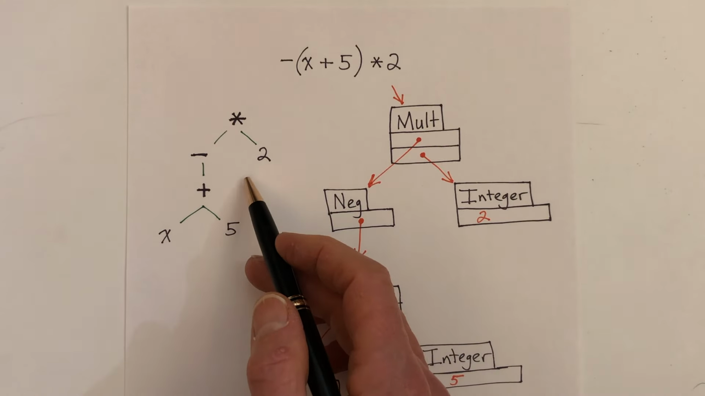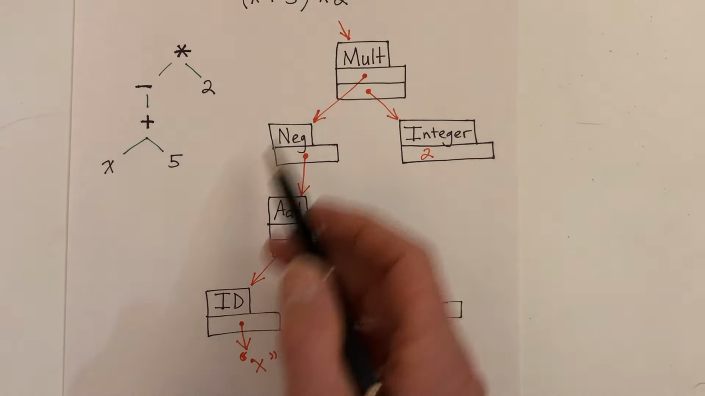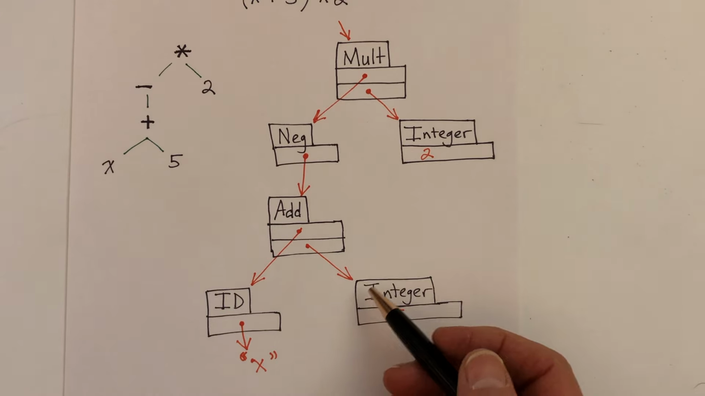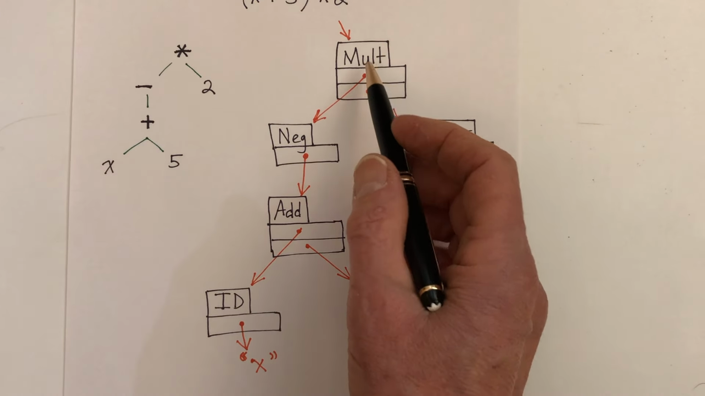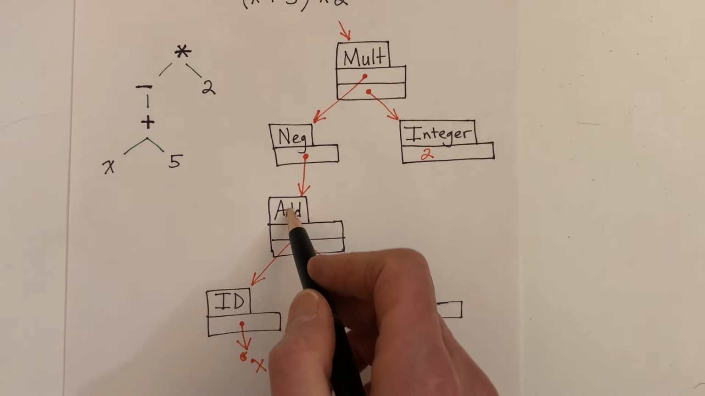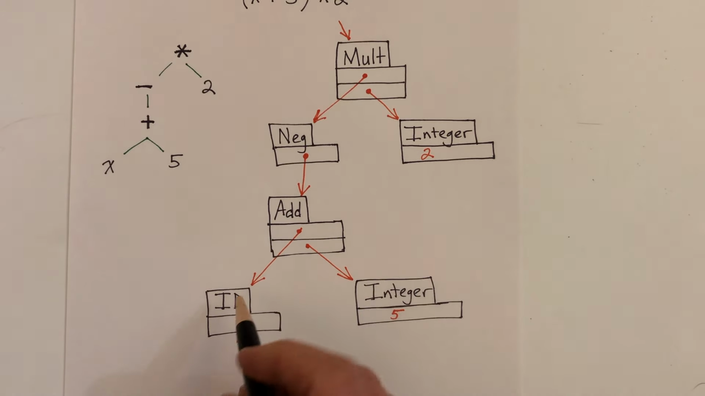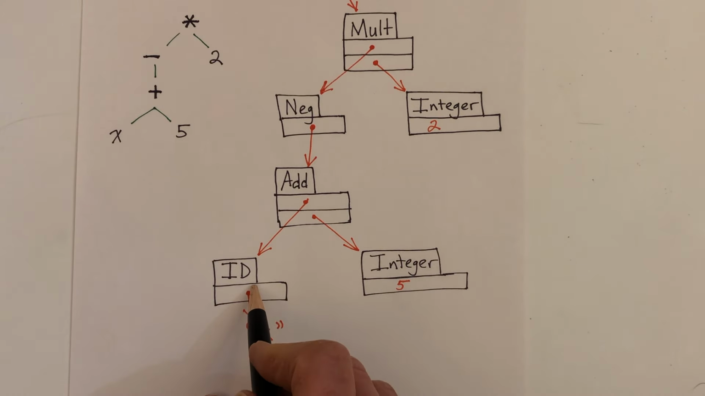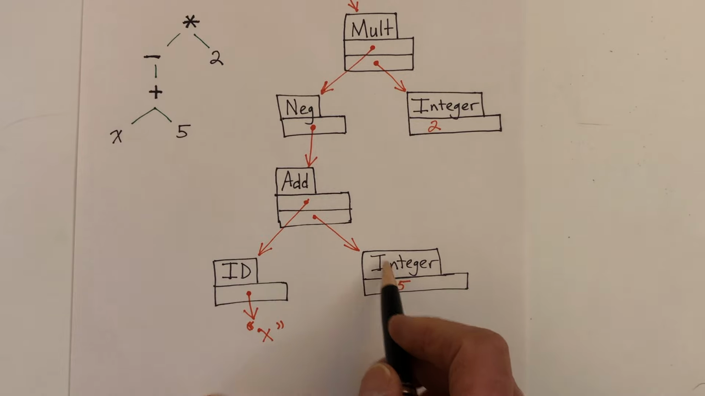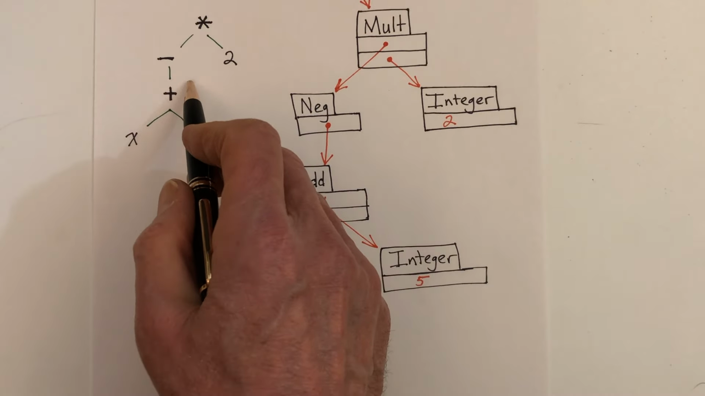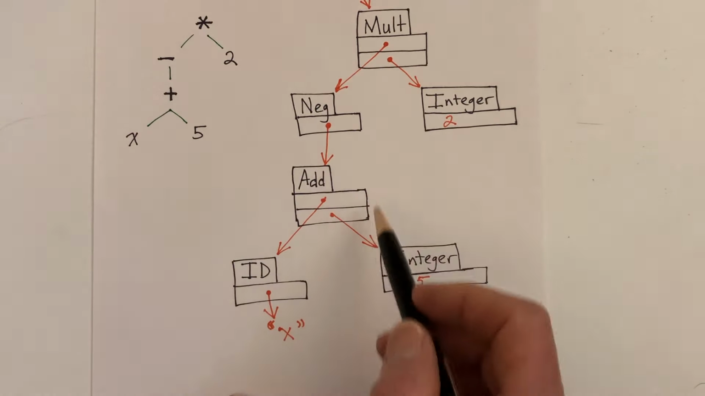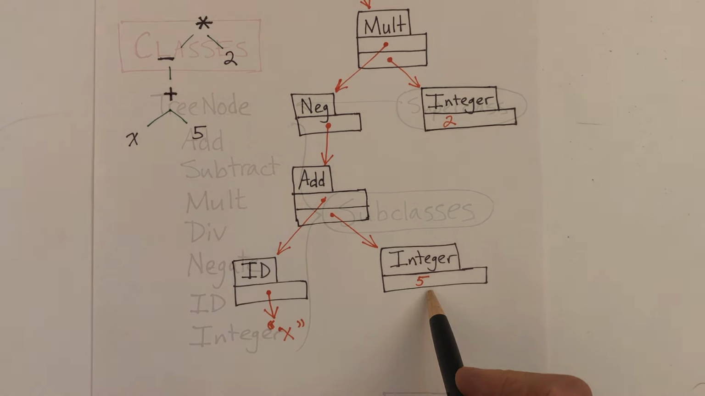We'll represent the tree with objects in a pretty much straightforward one-to-one way. We'll have classes called multiply, negate, add, subtract, and so on, as well as classes for identifier and integer. So this tree right here is naturally represented with this collection of objects.